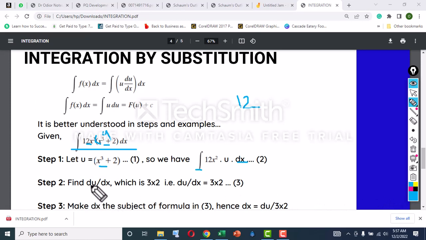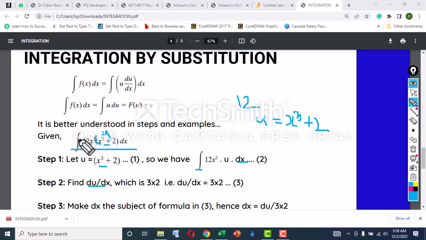So we go to step 2. Step 2 is to find du/dx. Now your u equals x to the power 3 plus 2. You are now to find du/dx of x to the power 3 plus 2. Now why are we finding du/dx? We are doing differentiation inside integration. That's the life. So why are we finding du/dx? It's simply because you actually have u here.